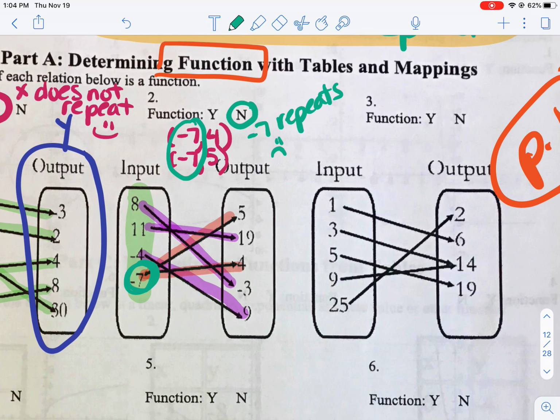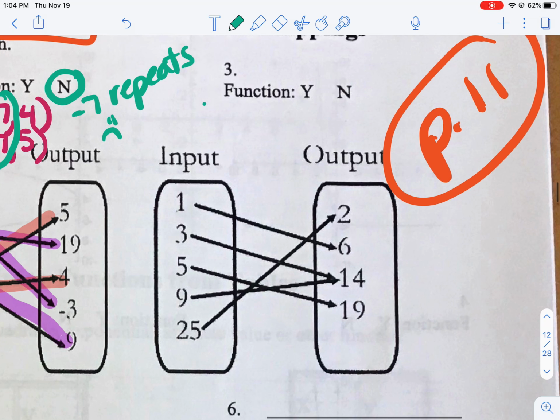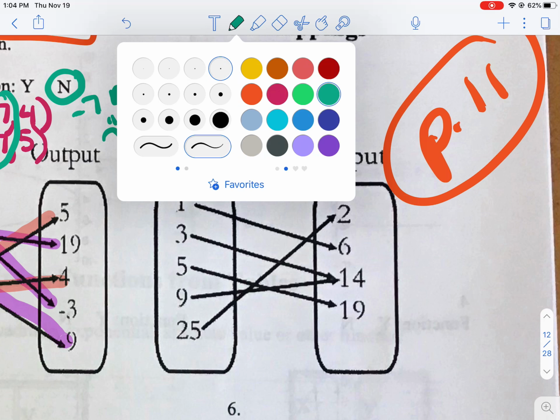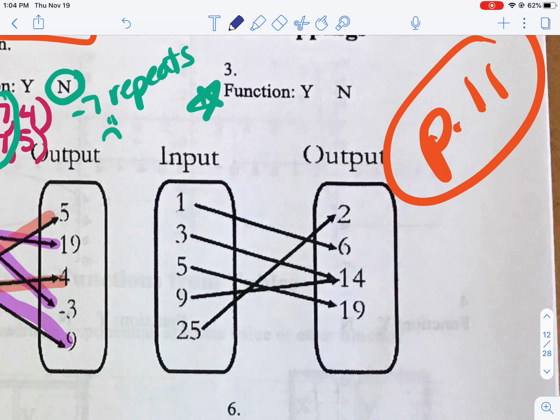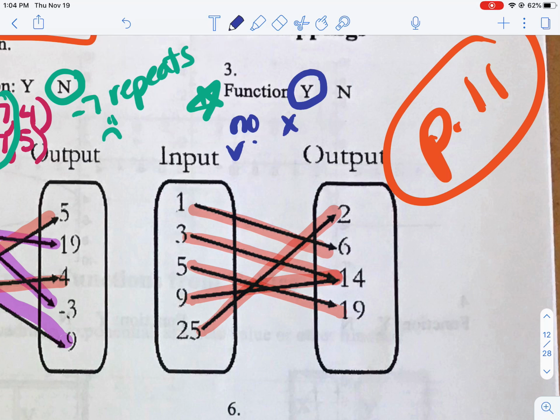Okay? So try this one on your own right now. See what you think. Is this a function? Yes or no? And then think about how you could explain it. So if I look here again, I'm going to follow 1. That only goes to one spot, that only goes to one spot, that only goes to one spot. Yep, perfect. So this is a function since no x values repeat.